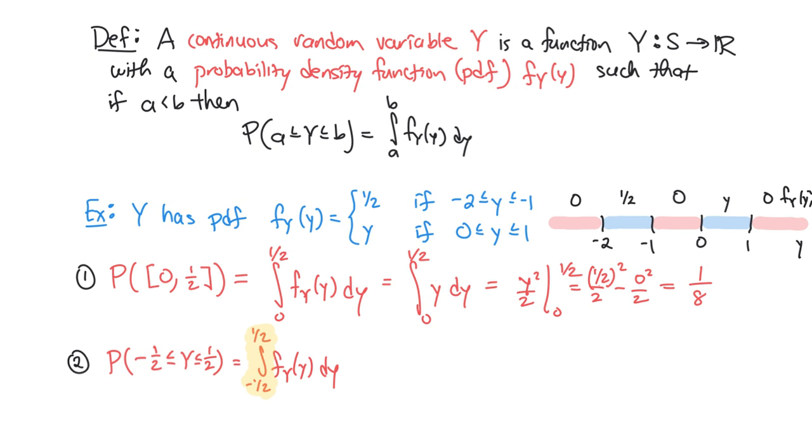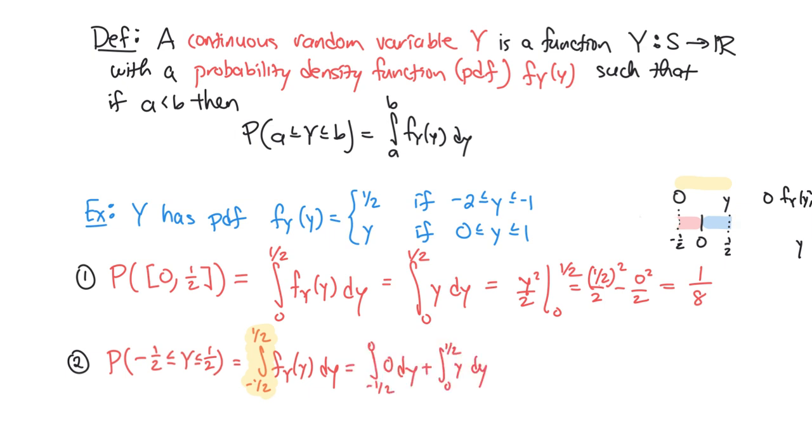Up until -2, the PDF was 0. From negative 2 to negative 1, it was a half. Then it was 0 for a while. Then it was y. Then it was 0. The region of interest here, from negative a half to a half, is indicated by this yellow region. Notice that part of it is in that red 0 region. Part of it is in that blue y region. None of it is in that blue 1/2 region.